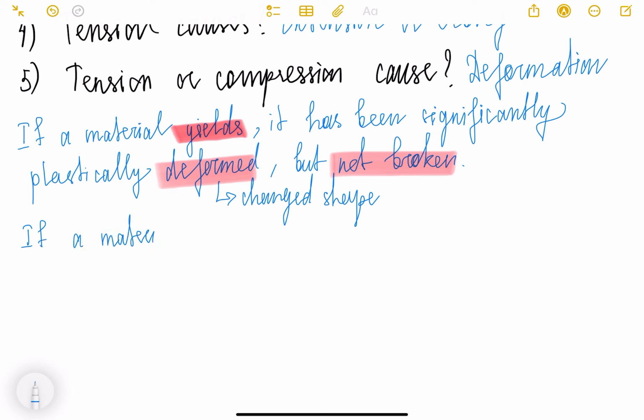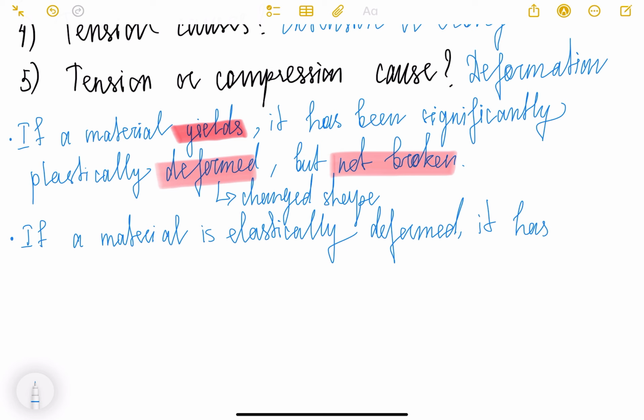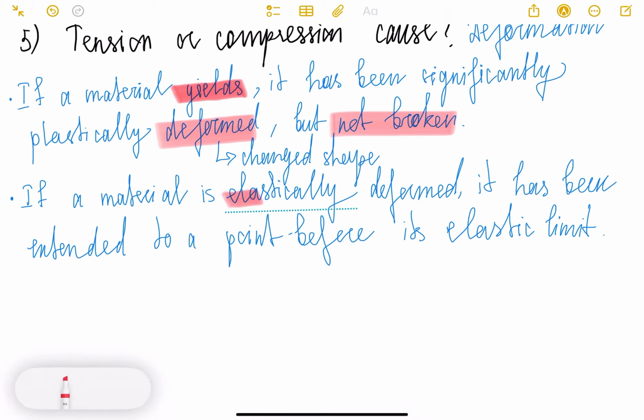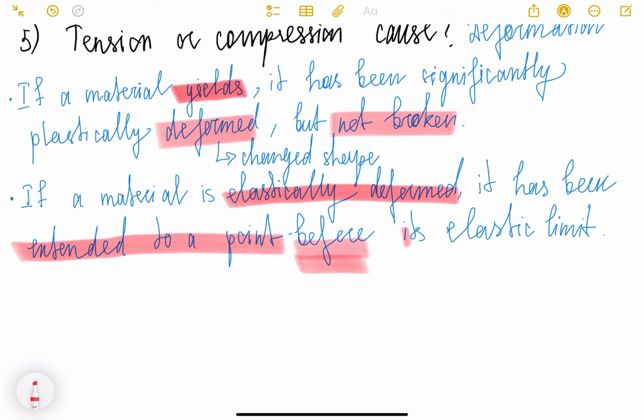If a material is elastically deformed, it has been extended to a point before its elastic limit.